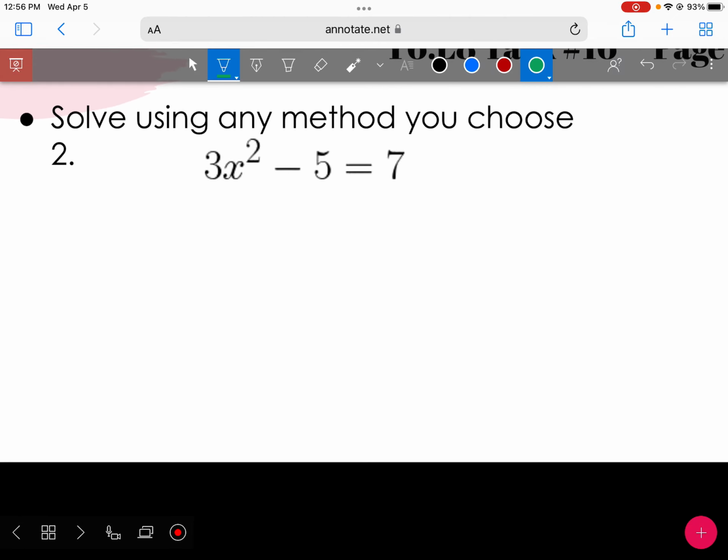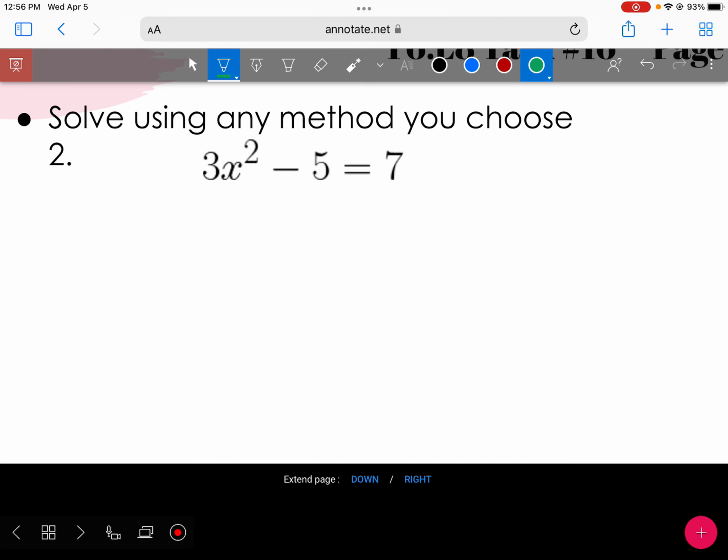Solve using any method you choose. Now, what is different about this equation from the first one? It has 3x squared. Yes, we have an x squared. So what do we call that? What kind of an equation is that? It is a quadratic equation. I know you're thinking quadratic sounds like 4, but it is not.